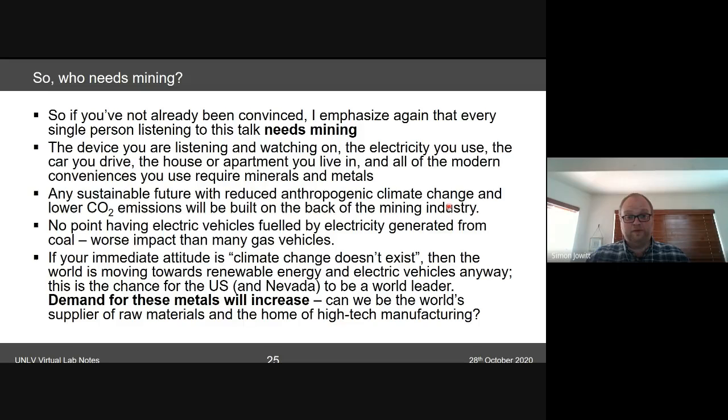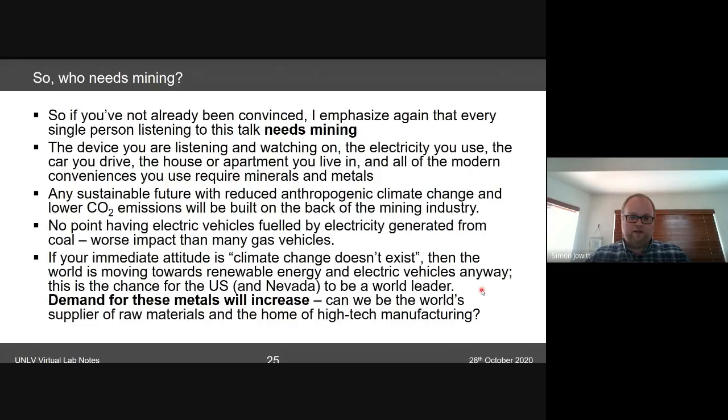It has to be. There's no point having electric vehicles that are fueled by electricity generated from coal. If you have that, the impact of that vehicle, modeling suggests, is worse than just having a gas vehicle. So what's the point? You need to actually have electric vehicles fueled by renewable energy. And if your attitude is, well, climate change doesn't exist, this isn't a climate change argument, but one thing I would say is the world is moving that way anyway. Renewable energy and electric vehicles are the future.